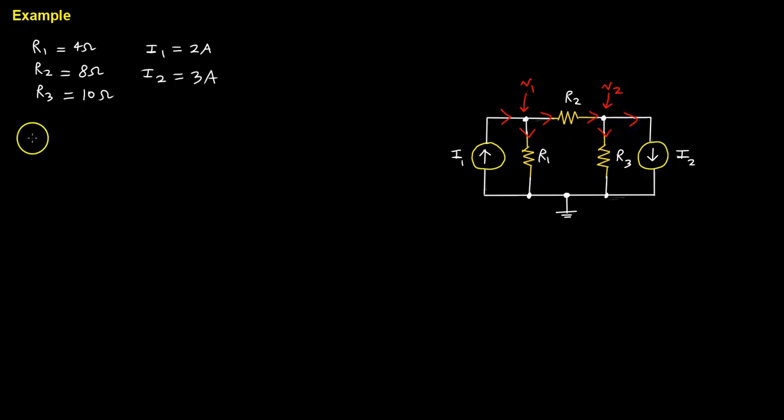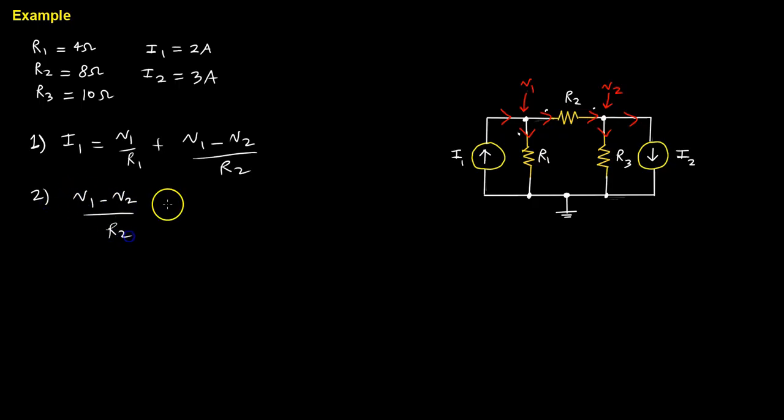And so then I'm going to write the equations describing the system. I'm going to have I1 entering, and that equals V1 over R1, which is this current, and V1 minus V2 over R2, which is this current. The second equation being V1 minus V2 over R2 is equal to V2 over R3 plus I2.